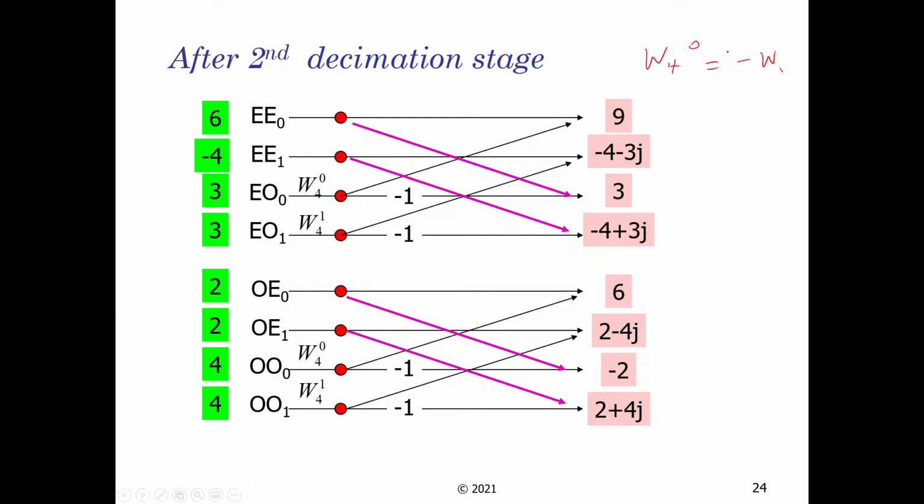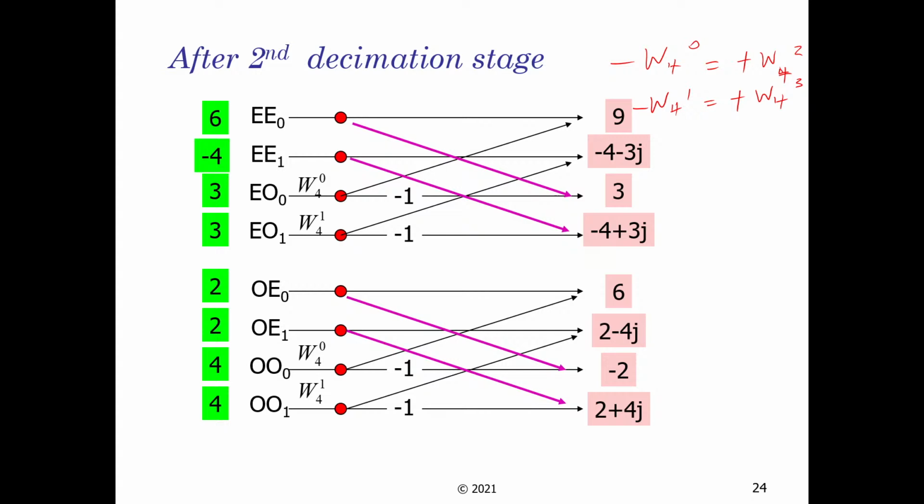W4 of 0 is equal to the same thing as negative W4 of 2. Similarly, W4 of 1 is the same as negative W4 of 3. So if we say these here are positive on the right hand side, that means these here need to be negative on the left hand side to match back the equations.